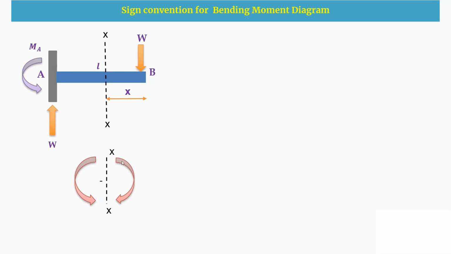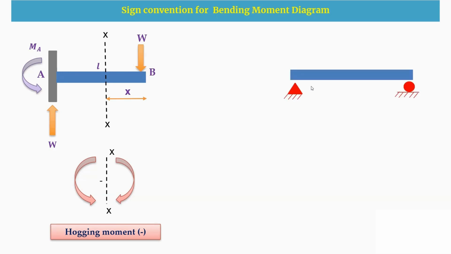So towards the section, when the arrows are heading downwards, that means you can also say that towards the right hand side of your section, if the moment is in the clockwise direction, and towards the left hand side of your section, if the moment is in the anti-clockwise direction, whatever bending moment is developed is a negative value. So this one we call a hogging moment, or you can call it a negative moment also.